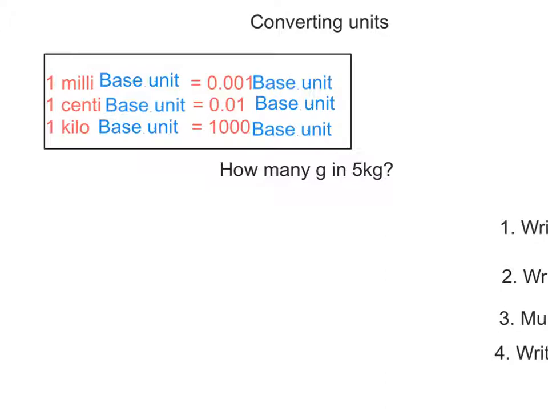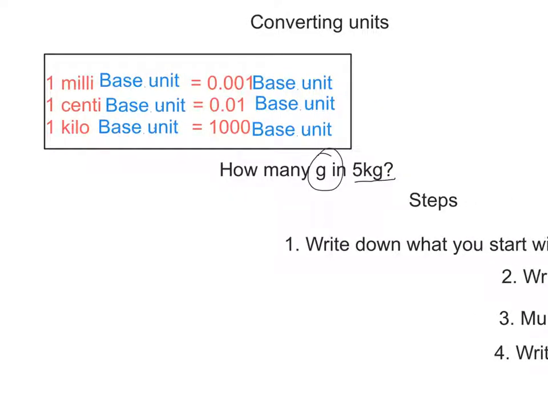Let's do another example. This time, we are given a little bit different information. So let's first read the problem. How many G in 5 kg? So I'm going to remember that G stands for gram and that K stands for kilo. Okay, so it's going to help me out a lot. My first thing I want to do is I want to underline what the problem gives me and circle what it wants me to find out.